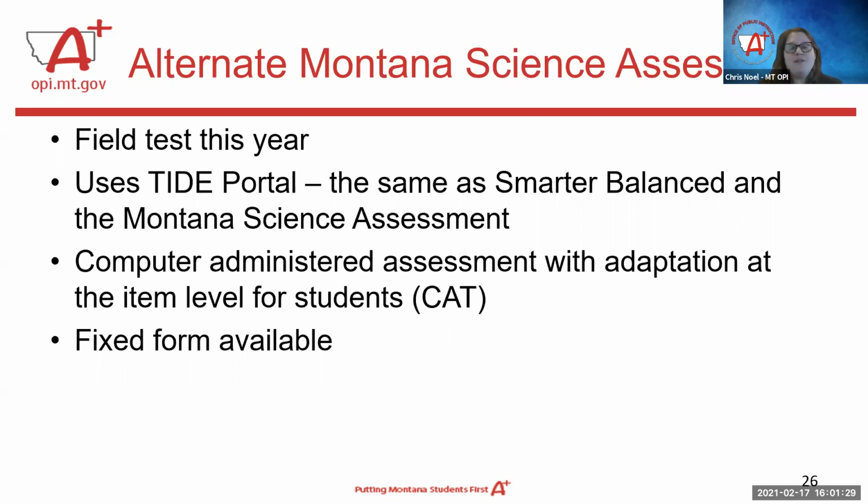We do use the TIDE portal, the same as Smarter Balanced and the Montana Science Assessment. Dwayne did a great job walking through all of that stuff. Dwayne mentioned that the MSAA is a stage adaptive test. The AMSA is a computer adaptive test at the item level. And so this year, as students engage with that, it will not be functioning the way that it ultimately will function when we are doing full reporting, but you will kind of see that item level adaptation that looks and feels similar to SMARTER. There is a fixed form available for the alternate Montana Science Assessment as well. Next slide.